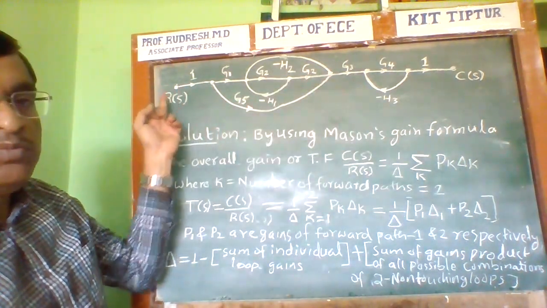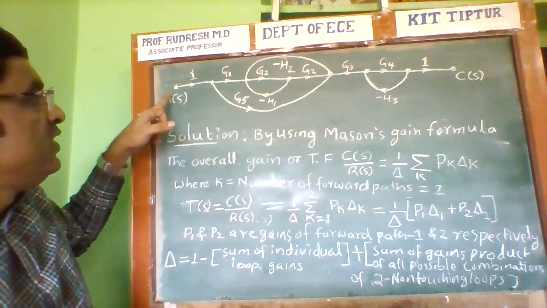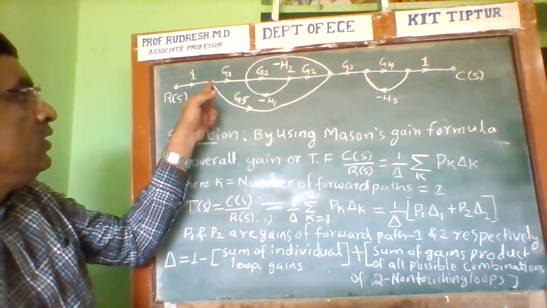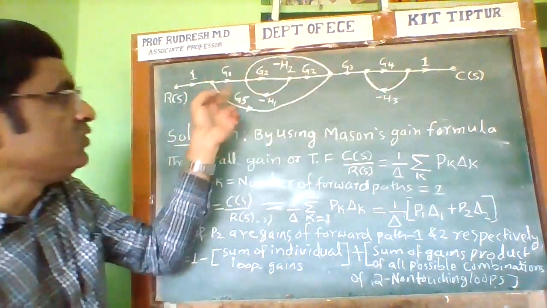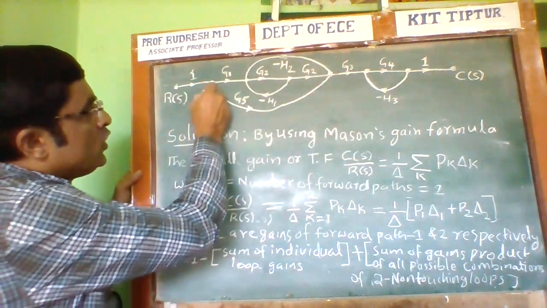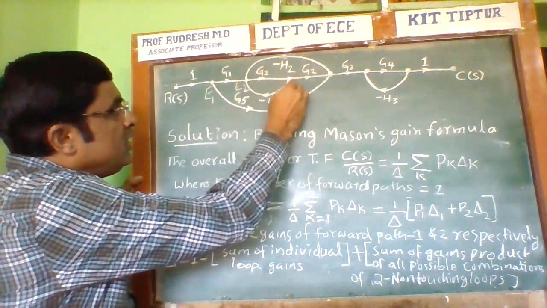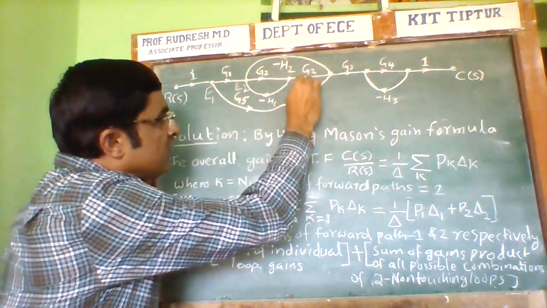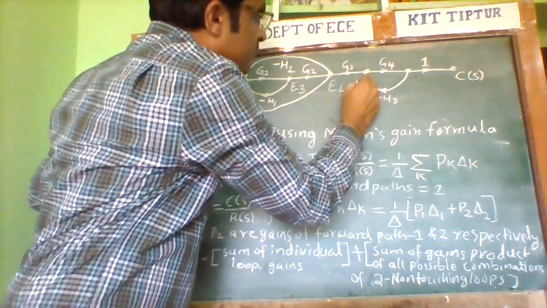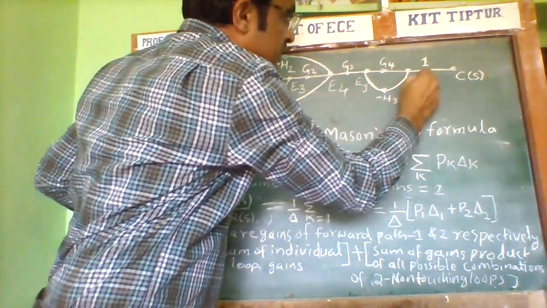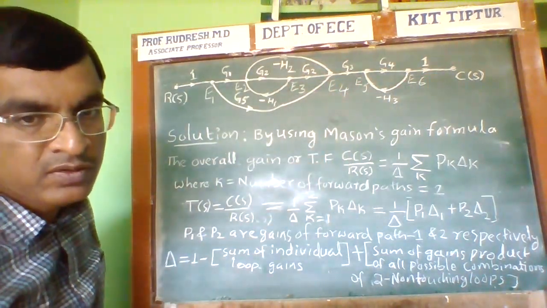Here, there are 2 forward paths. In this particular graph, the first forward path starts from the R node and ends at the C(s) output node without crossing any node. Before that, I'm going to name these nodes as E1 node, E2 node, E3, E4, E5, E6, just for convenience. These are the nodes.